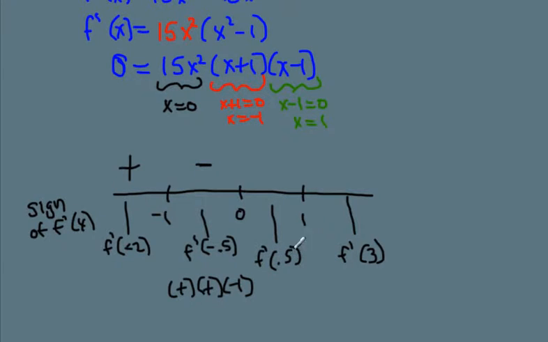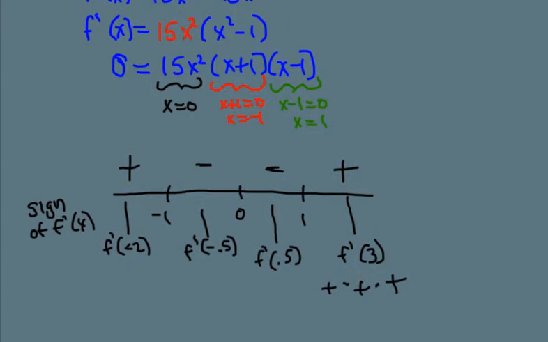If I plug in a positive 0.5, that gives me a positive, a positive again, and then I'm multiplying by a negative, so I get a negative here. That tells me that 0 isn't a local max or min because there's no sign change. Now for the last one, we plug in 3. I get a positive times a positive times a positive, so that results in a positive.